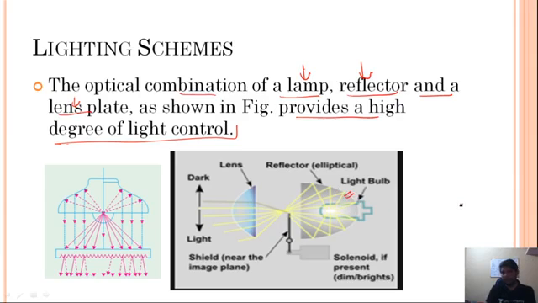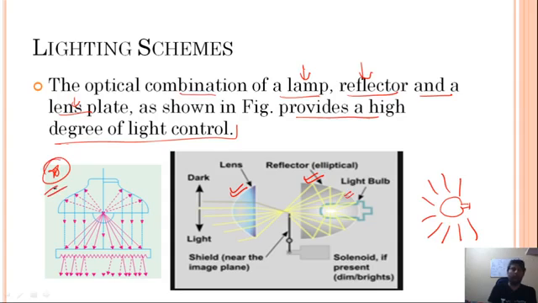If there is no reflector, lamp or lens, the light will come in all directions. But as you saw, with the help of this reflector with this lamp, we control the amount of light and also the direction of the light. So these reflectors are very important.